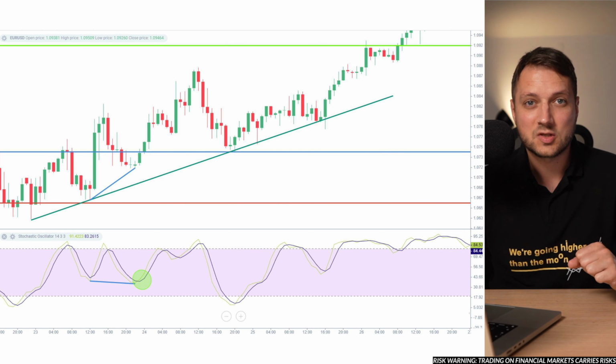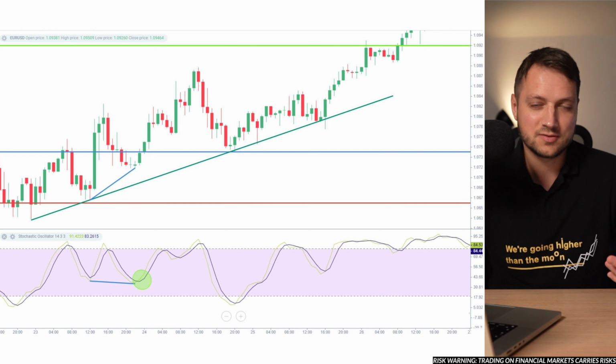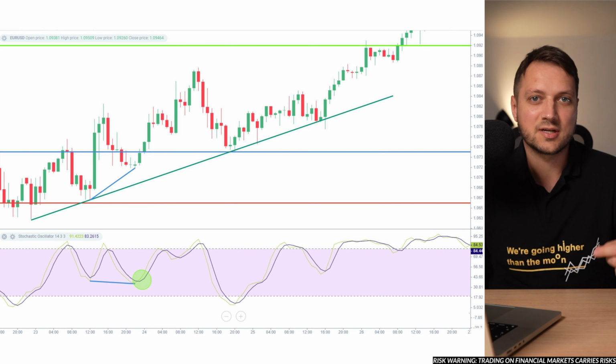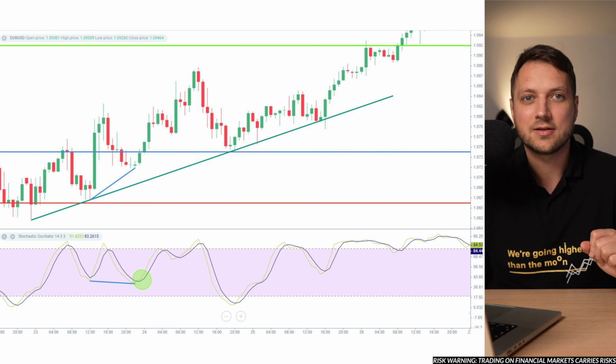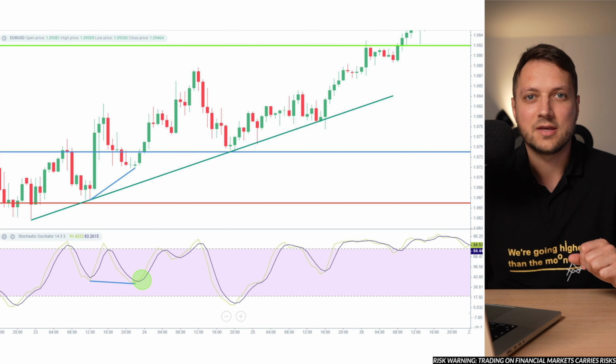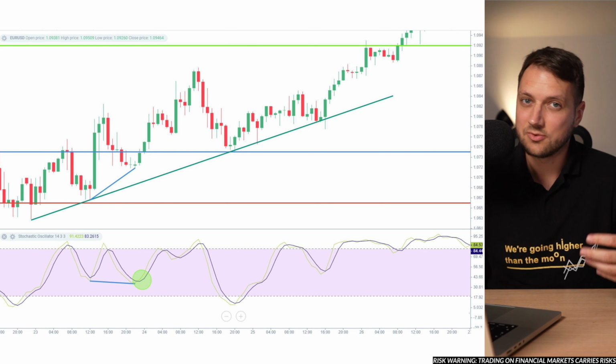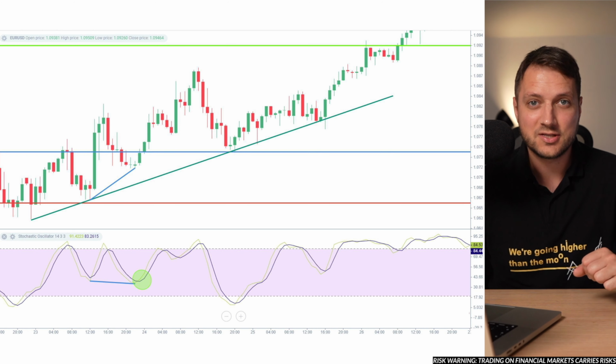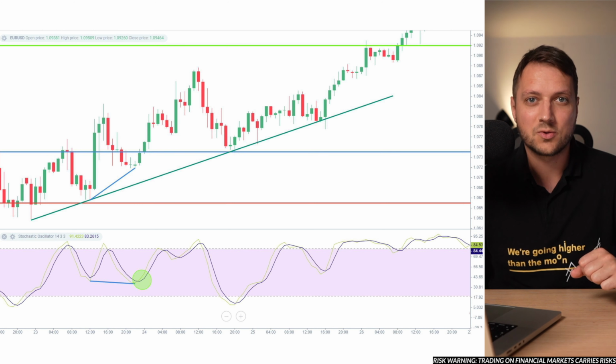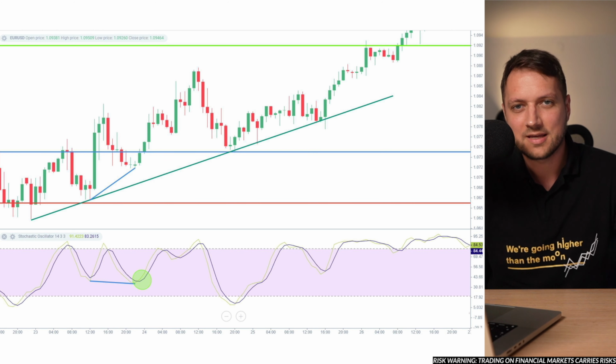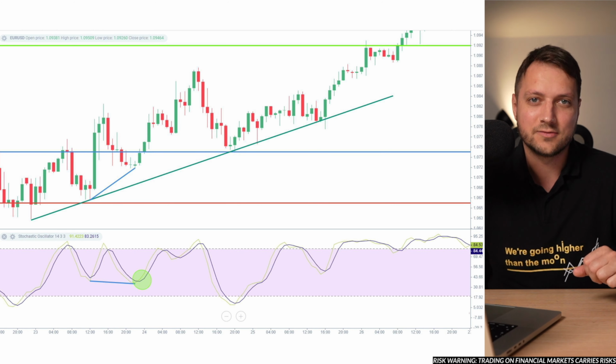I set a stop loss below the lowest low in the divergence, and the take profit according to the stochastic rules at the second retest of the overbought zone. We can also exit the buy trade when the price breaks through the trend line, or just set a take profit at a distance twice as long as that of the stop loss.